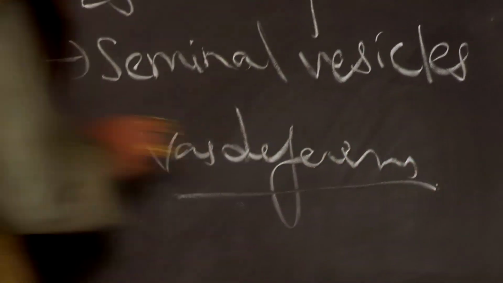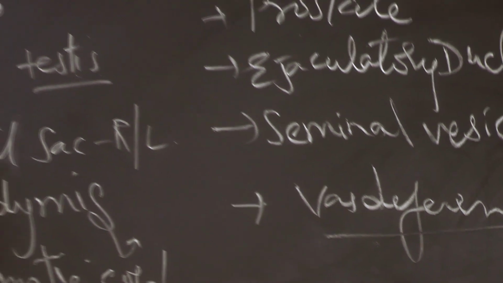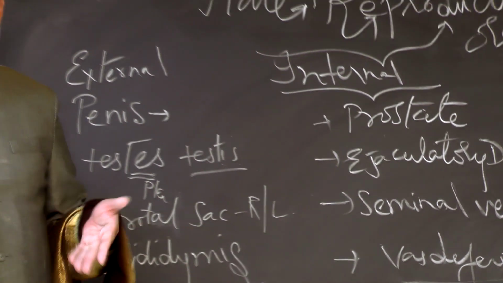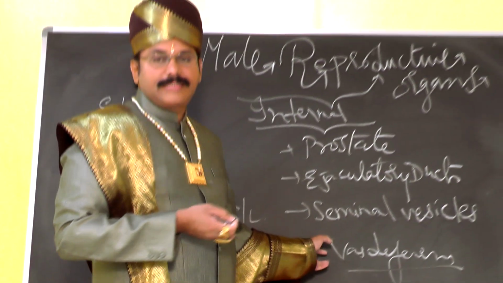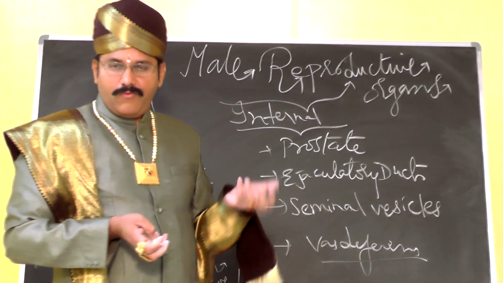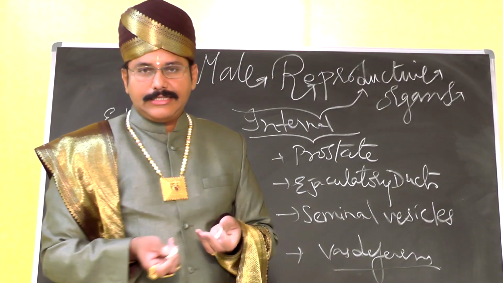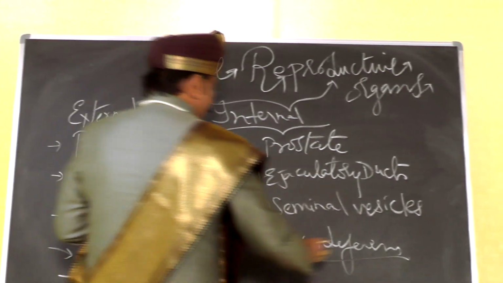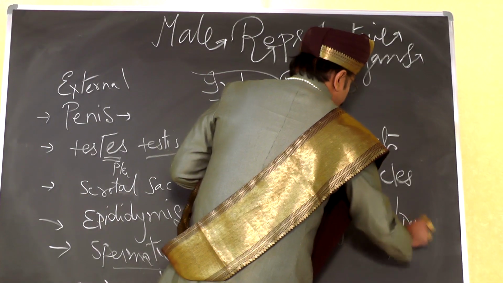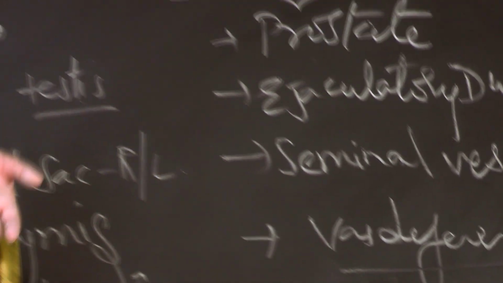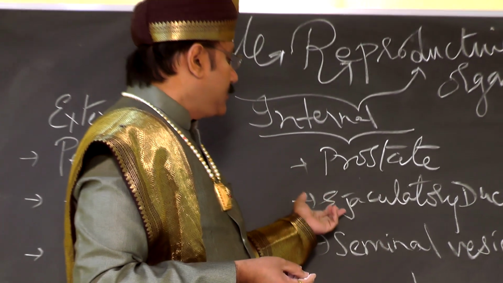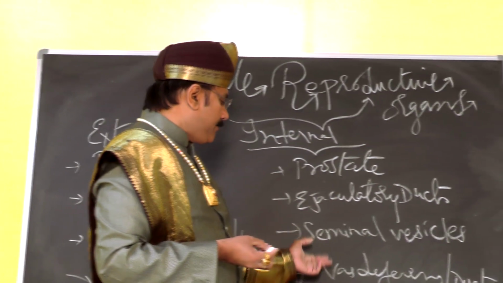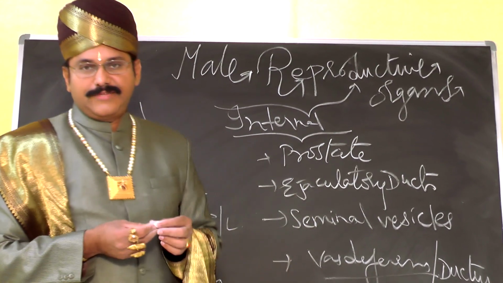Some small portion of the vas deferens is present outside the body, but the major portion is present inside the body. Vas deferens is also called the ductus deferens; both mean the same. Now, what are the male internal genital organs? Prostate gland, ejaculatory ducts, seminal vesicles, and vas deferens.